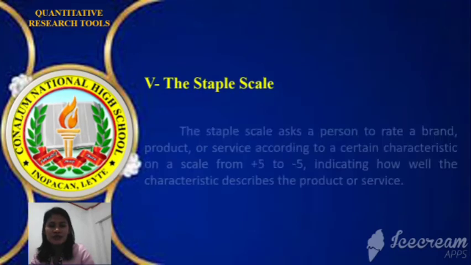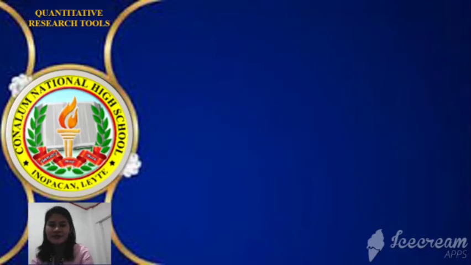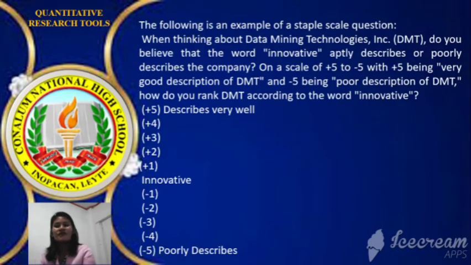Okay, the staple scale. The staple scale asks a person to rate a brand, product, or service according to certain characteristics on a scale from +5 to -5, indicating how well the characteristic describes the product or service. The following is an example of a staple scale question. When thinking about data mining technologies in a corporation, do you believe that the word innovative aptly describes or poorly describes the company? On a scale of +5 to -5, with +5 being a very good description of the MT and -5 being a poor description of the MT.